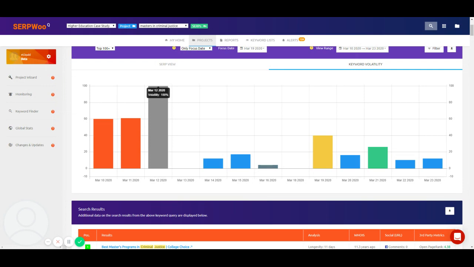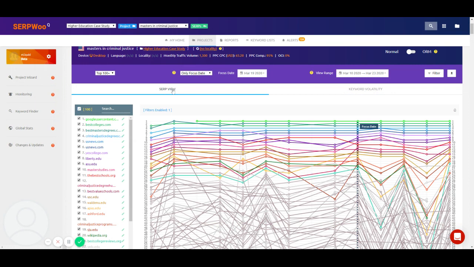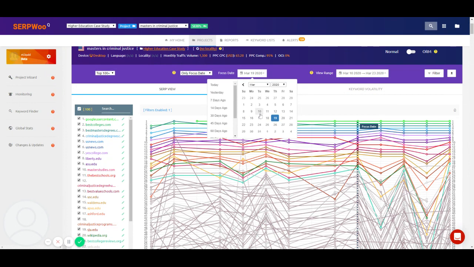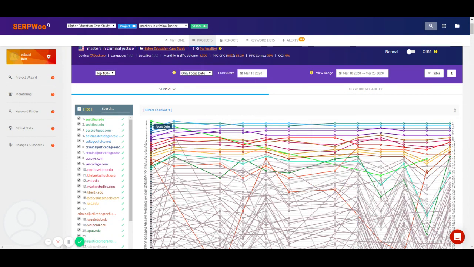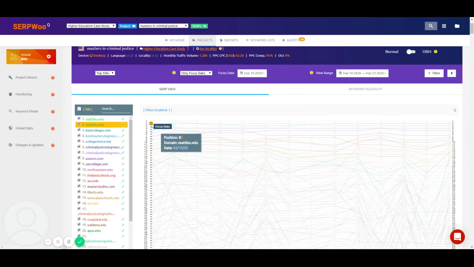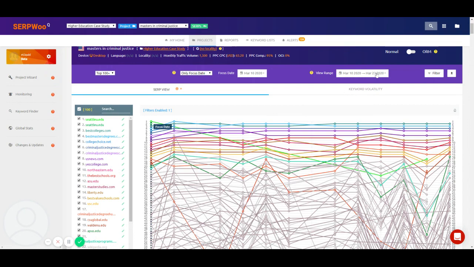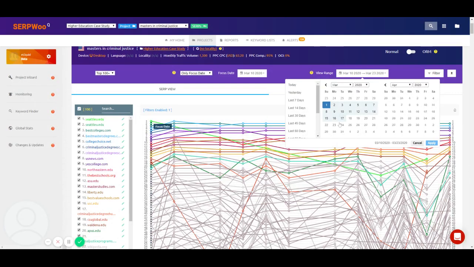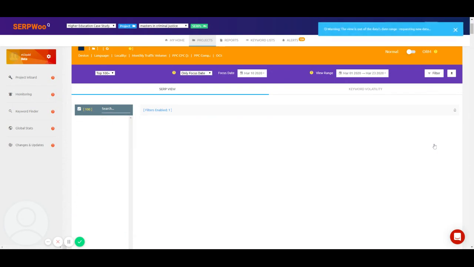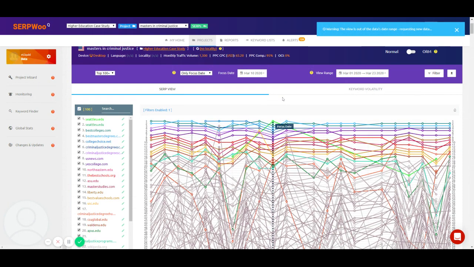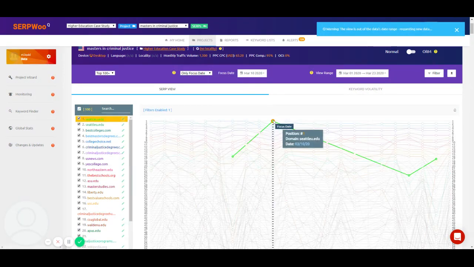So let's just check out and see what that was. We'll go back to our SERP view, and we're going to look at March 10th now. Let's see who we can help. And as you see, my focus date has moved to March 10th, but I like to look at data that is a little bit before also. So let's change our date range too. We'll go from March 1st to 23rd. And here it is. So we've got the full month of March up to today's date. We've got our focus date on the 10th. Let's see who we can help.